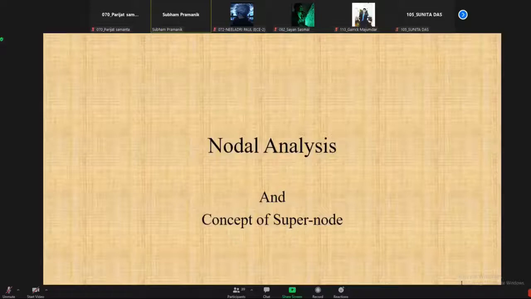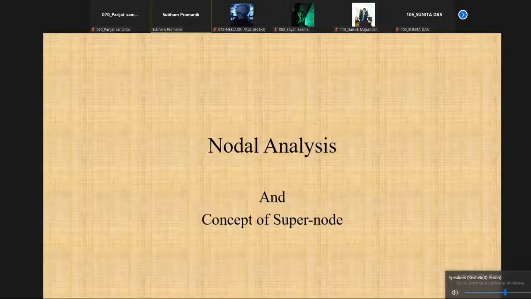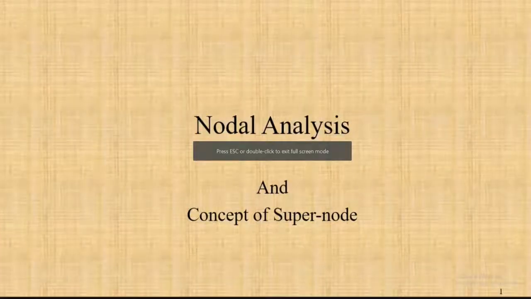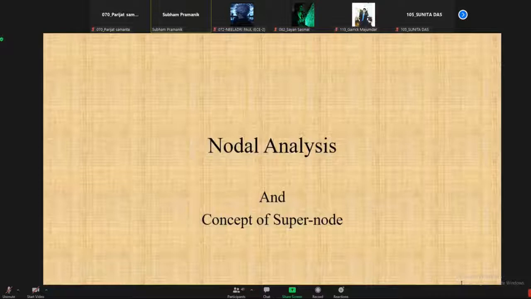Will be something like this. Then whether you will prefer mesh analysis or node analysis, that actually depends on your experience. You have to practice questions to gain that experience. What I can tell you, you won't find this in any book. What I'm saying is basically out of my experience.